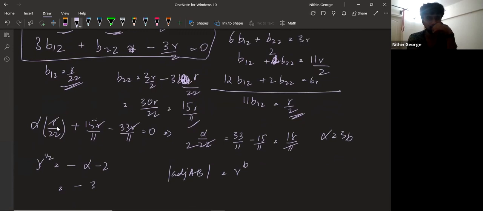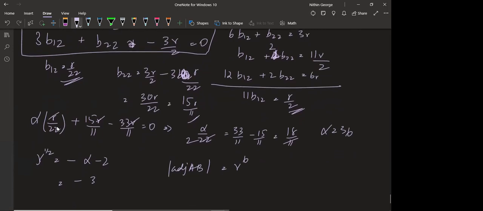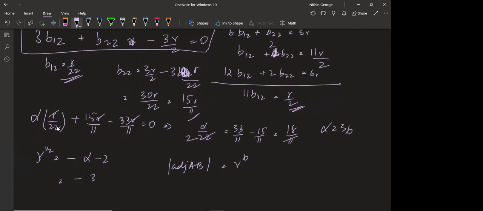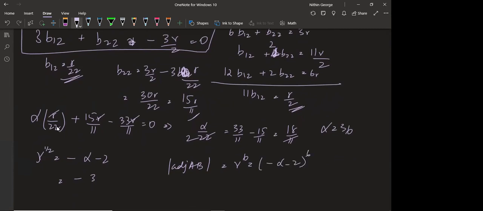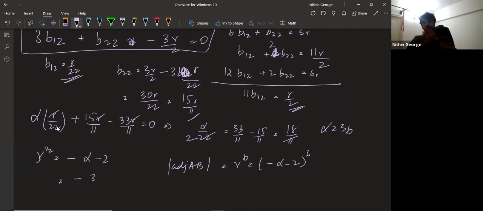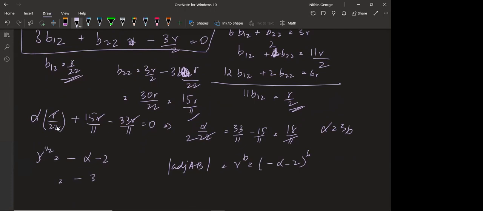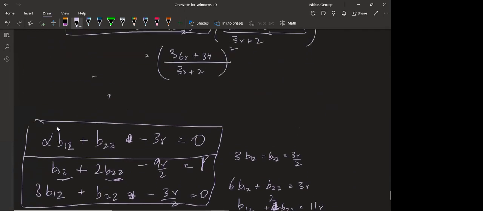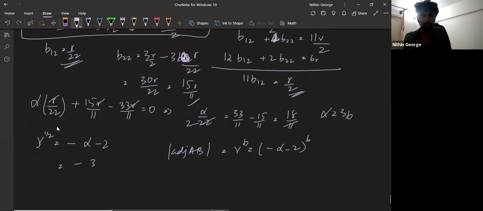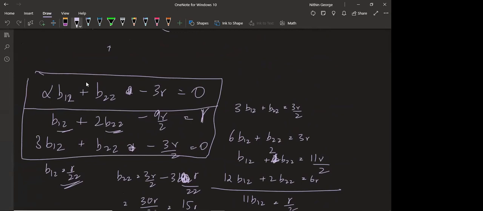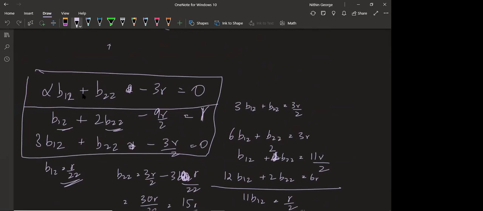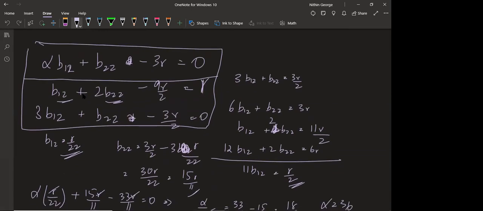So here our alpha is 36, so I'll write this as minus alpha minus 2 raised to 6. No, this is not the answer. It's not there in the options. Shall we try this again quickly? Were you getting the same equations? Sir, I think so, because I did it so many times and I erased it.